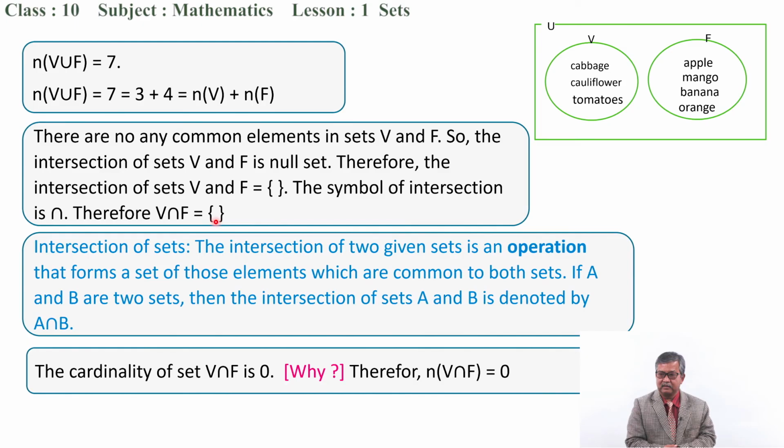That means that set does not contain any elements, isn't it? That's why the number of elements in the set B intersection F is how many? Good, that is 0. That's why you can say the cardinality of set B intersection F is 0. Therefore, n(B intersection F) is equal to 0. Okay.